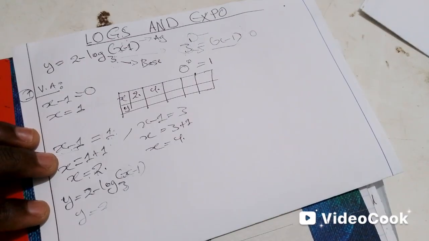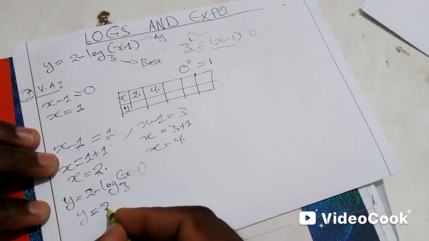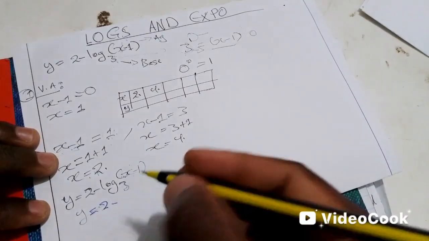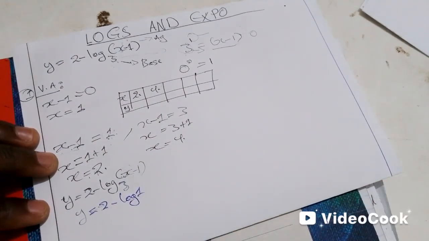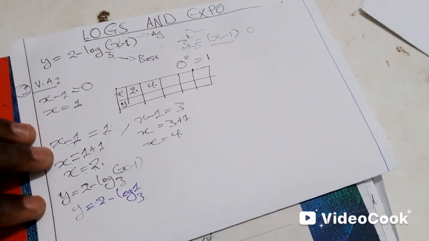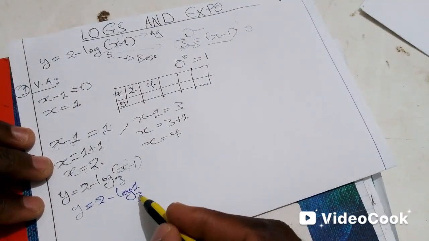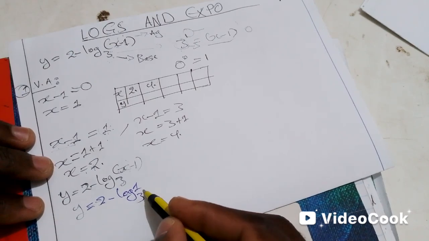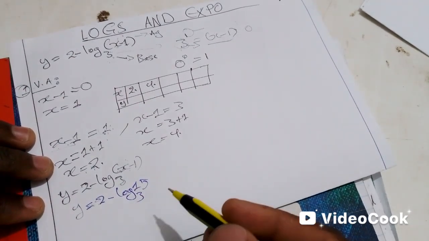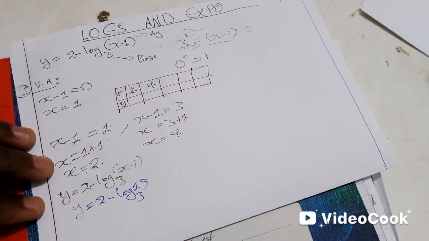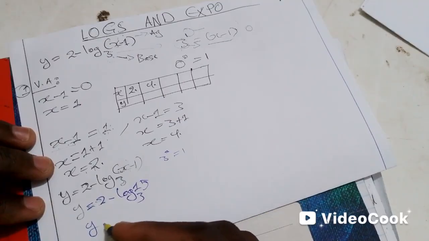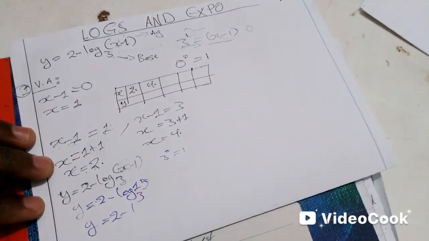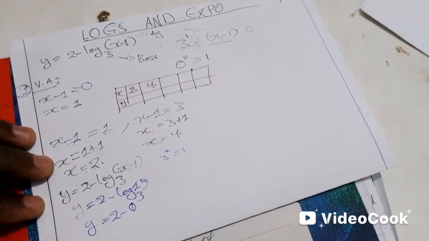We're going to say y is equal to 2 minus log 1, because you equated your argument to 1, to the base of 3. Now you're asking yourself, what power should I give this 3 to have a 1? And that is 0. When you say 3 to the power 0, that is going to give you 1. So y is equal to 2 minus 0.